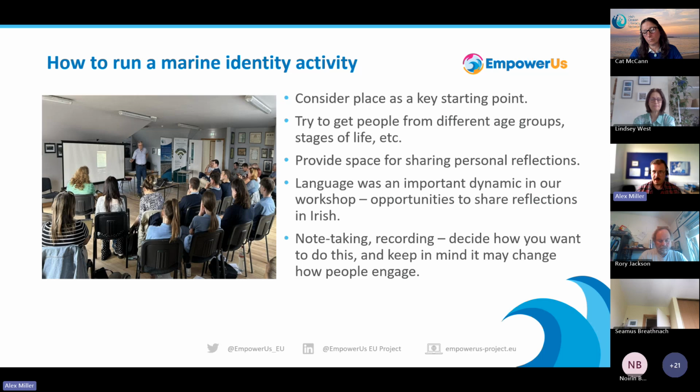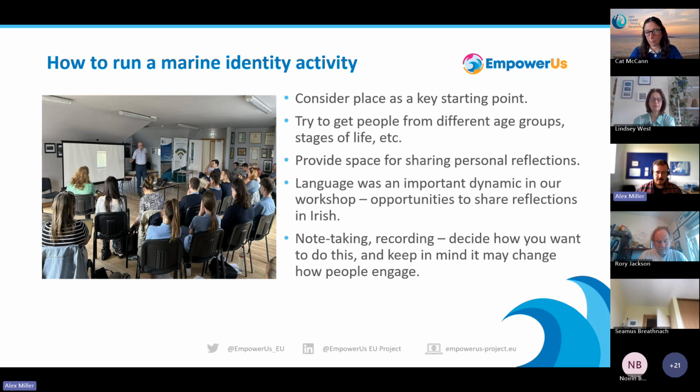But it was very important, I think, as well, to just have that open space for people to share their reflections, because everyone, regardless of what their title or background is professionally, can have some kind of connection to the ocean, and it's worth hearing about that. And so having that kind of unstructured space for people to share was very valuable.